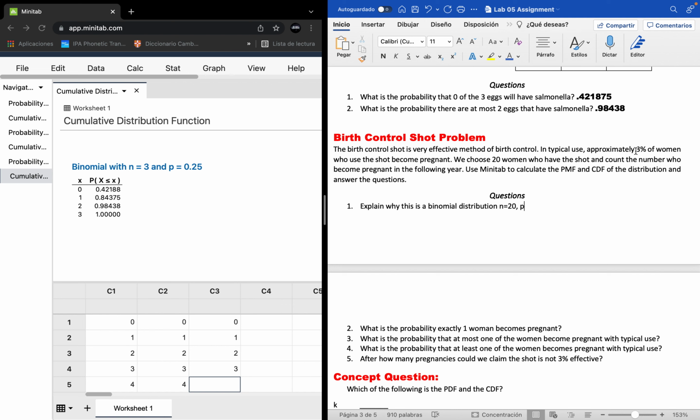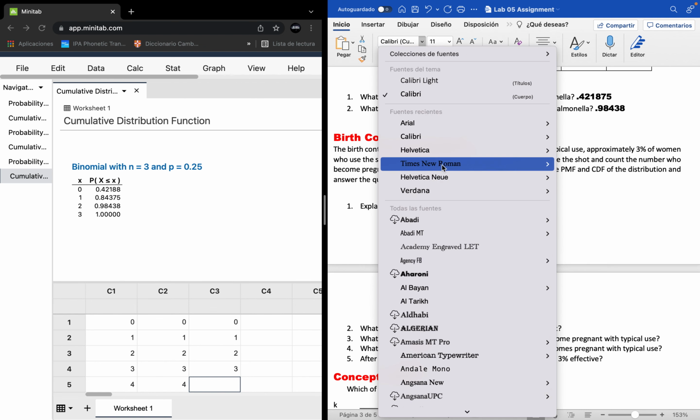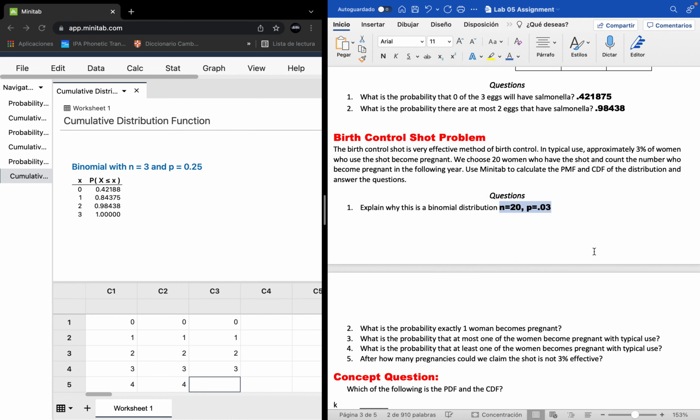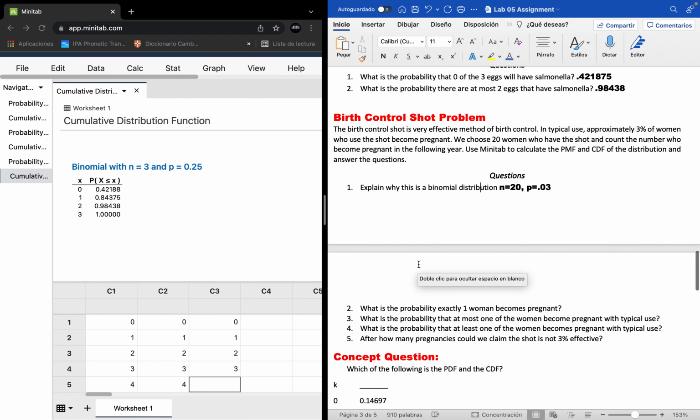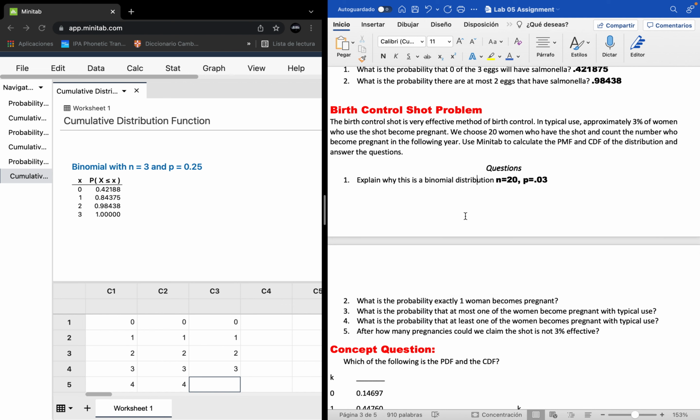Be careful, it's 3%, but with decimals. Remember, when you have this in percentage and you want to express it in decimal, you need to divide it by 100. So it's going to be 0.03. We have a binomial distribution with these parameters. There you have the parameters, and then you have to create the table.